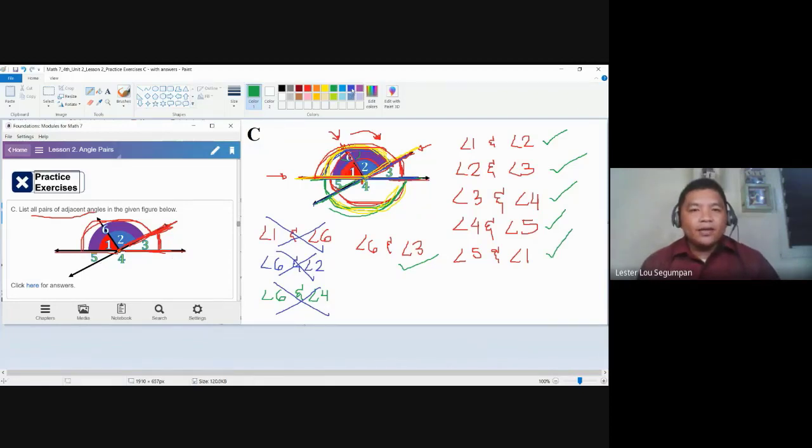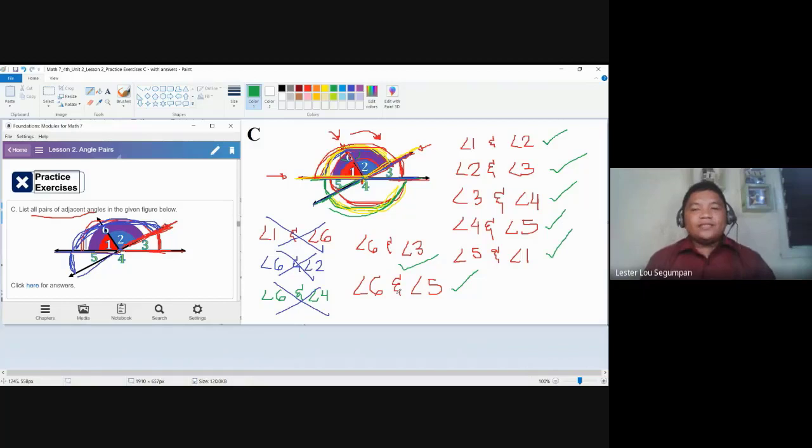Similarly, look at angle 5 and angle 6. This is angle 6. This here is angle 5. They do not overlap. They share the same vertex and share the same side. So the last pair of adjacent angles in this figure are angle 6 and angle 5. So for this given figure, we have 7 pairs of adjacent angles.